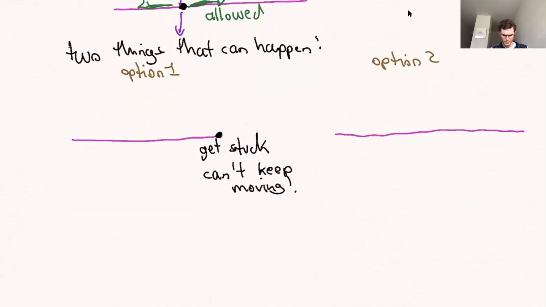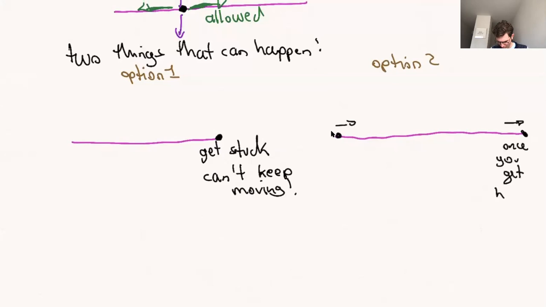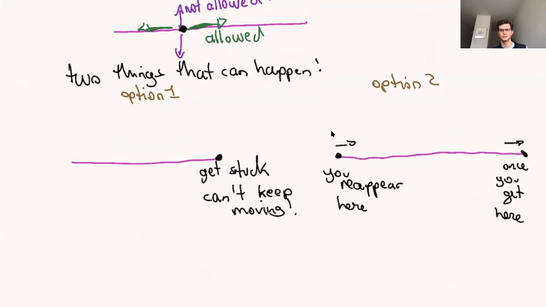And option two was that you get to this edge of the universe, and somehow you magically reappear here. So you're moving this way, and once you get here, it looks as if this universe has this cool teleportation property, where once you get to this edge, you reappear on this other edge.